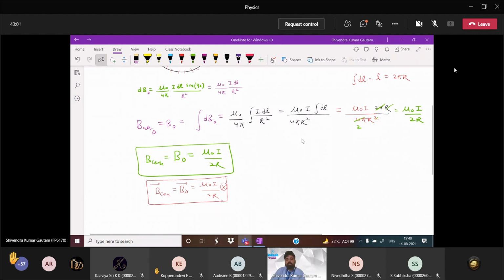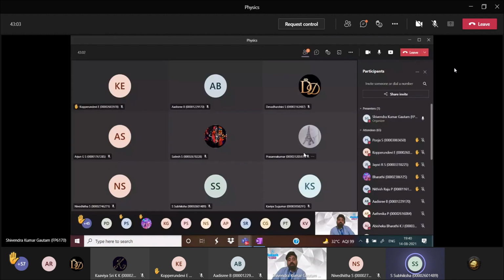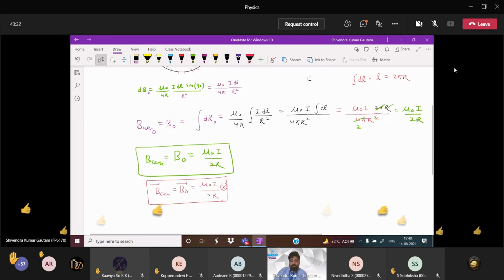Everybody understood this? How many of you understood the derivation of mu naught I by 2r? Now fix in your brain: for a circular loop, the magnetic field at the center is mu naught I by 2r. And if anybody asks for the proof, you can do it also. Now by using this, we will derive the other expressions also. First note it down, everyone.